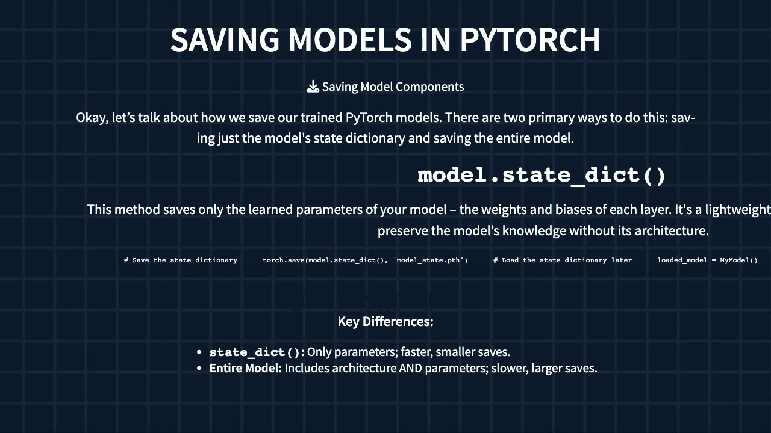Now, if you want to preserve everything exactly as it was, including the structure or architecture of your model, then you'll need to save the entire model using torch.save(model). This saves both the parameters and the definition of your network layers, connections, etc. It's a more comprehensive save, useful if you're distributing the model or want to restore it precisely as it was trained. Essentially, state_dict is like saving just the recipe for baking a cake, while saving the entire model is like saving the whole cake itself.